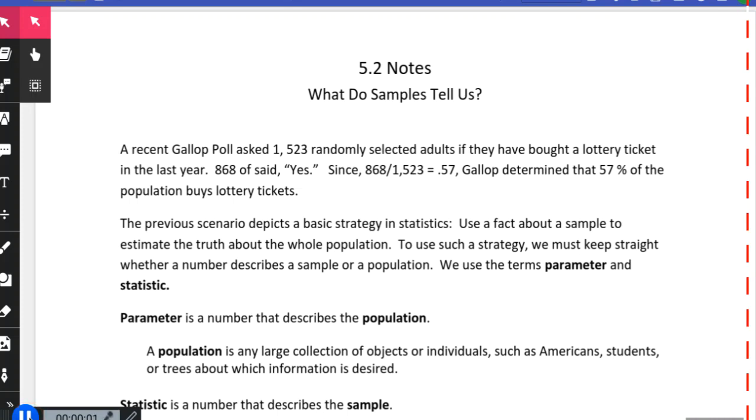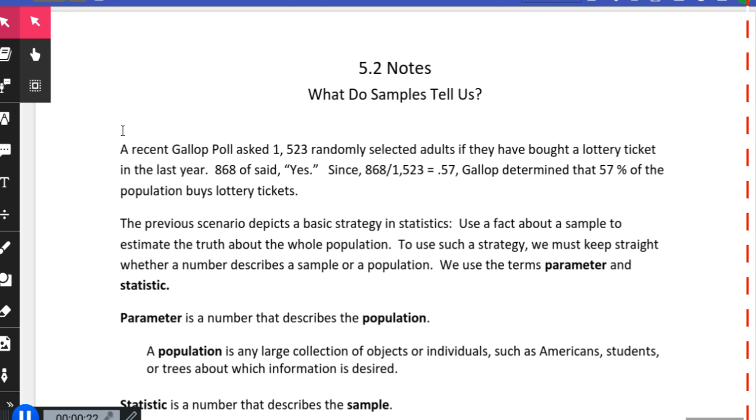Alright, we're starting 5.2 today. We've got an example here at the beginning. A Gallup poll asked 1,523 randomly selected adults if they bought a lottery ticket last year. 868 of them said yes. So the Gallup poll determined that 57% of the population buys lottery tickets.